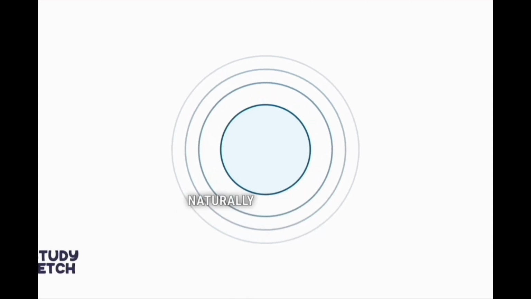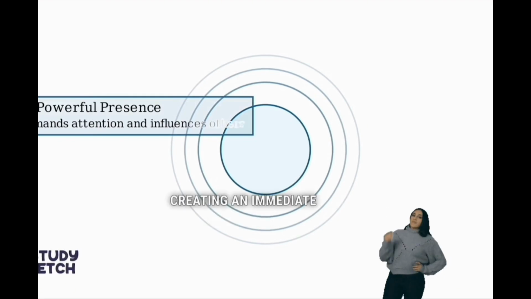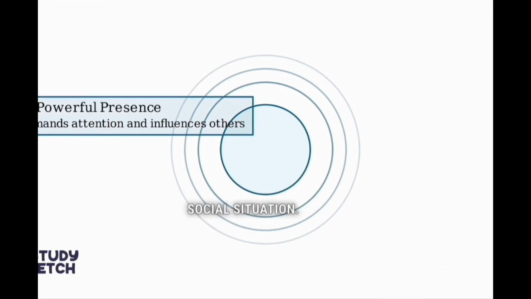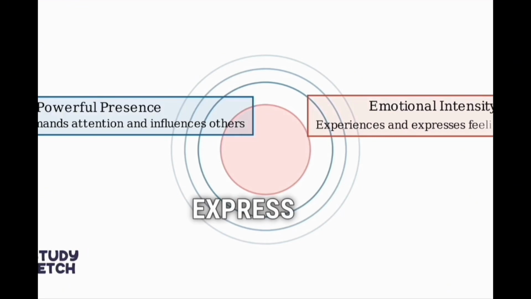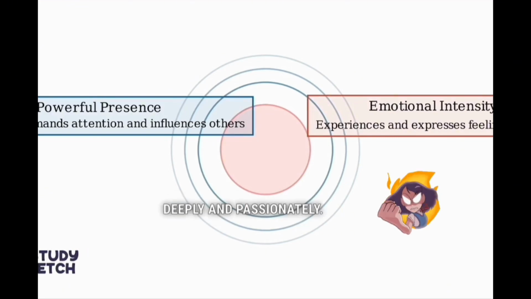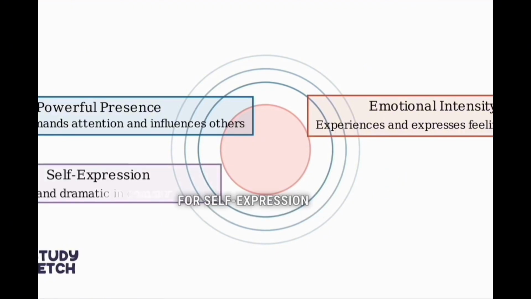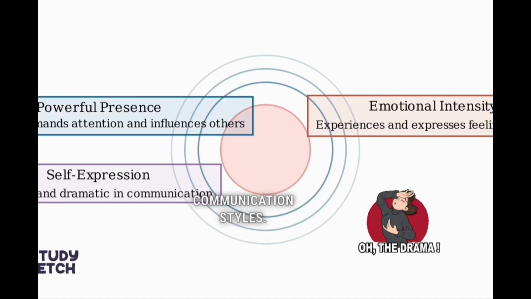The charismatic dramatic personality is characterized by several distinct core traits that shape their interactions and relationships. Their powerful presence naturally draws others in, creating an immediate impact in any social situation. They experience and express emotions with remarkable intensity, feeling everything deeply and passionately. Their natural talent for self-expression manifests through creative and often dramatic communication styles.